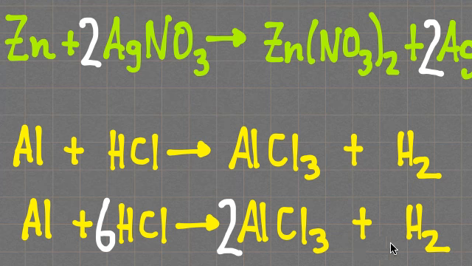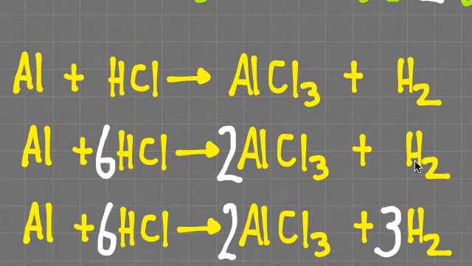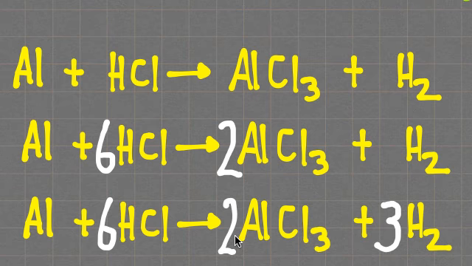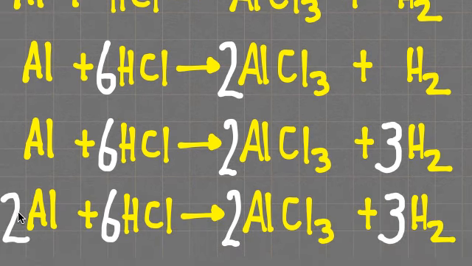And 6 hydrogens, and 1, 2, oops, that's not balanced. Let me get 6 hydrogens on the right, putting a 3 here. 3 times 2 is 6 hydrogens to match those 6 hydrogens. And the only thing left to do is take 2 aluminums and 2 aluminums. Done. Balanced.